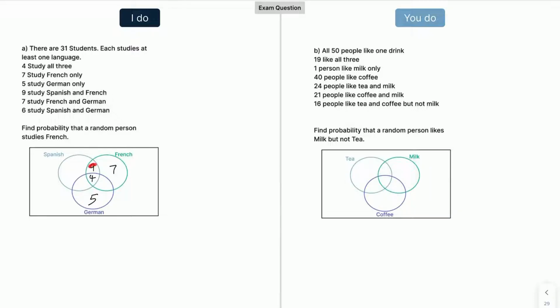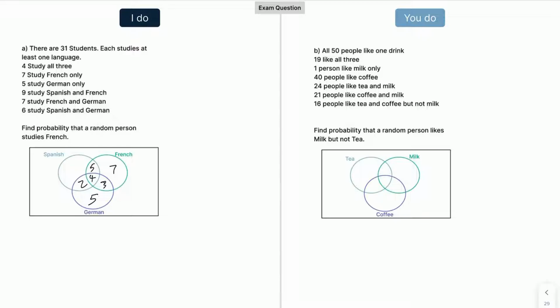Okay, careful here. Again, you can shade, just like I showed you earlier with shading the regions, and you'll find that the region of Spanish and French is this whole thing here. So when it says 9 study Spanish and French, that means this whole region adds up to 9, which then means this must be 5, because 5 plus 4 gives you 9. So then if you look at the next one, it says French and German. Now French and German represents this whole region here. So this whole region adds up to 7, which means this must be 3. And then finally, we have 6 study Spanish and German, which is this whole region here. So this must be 2.